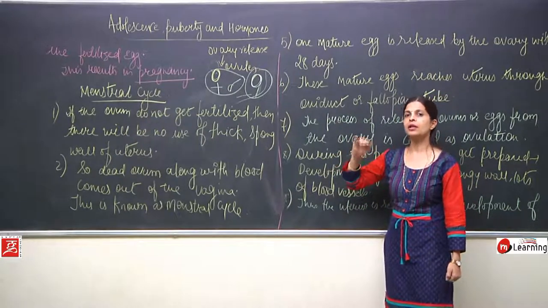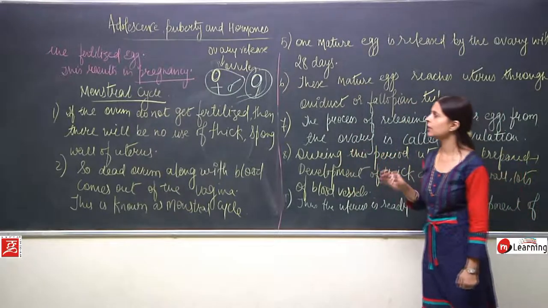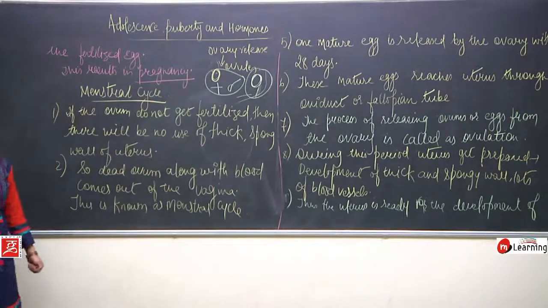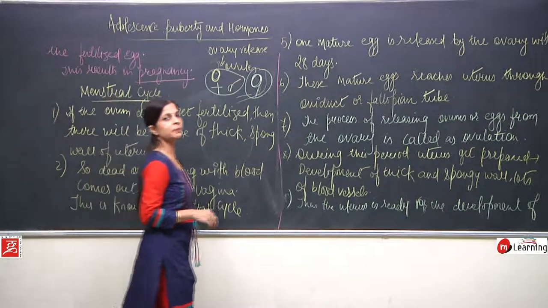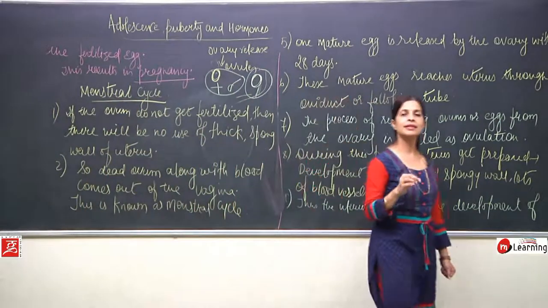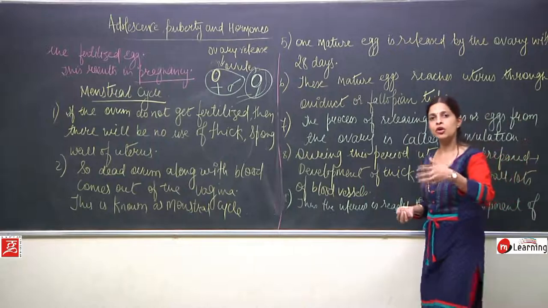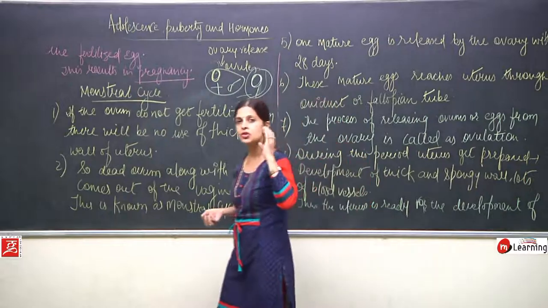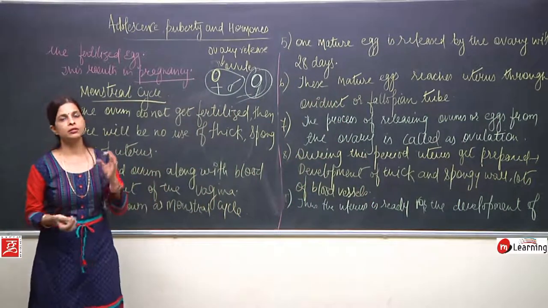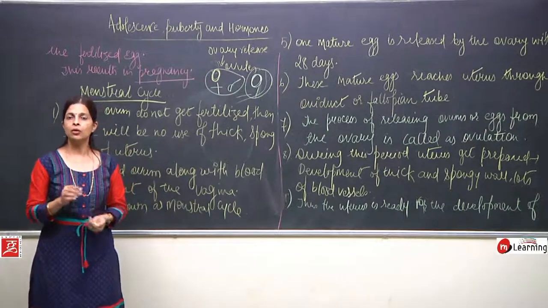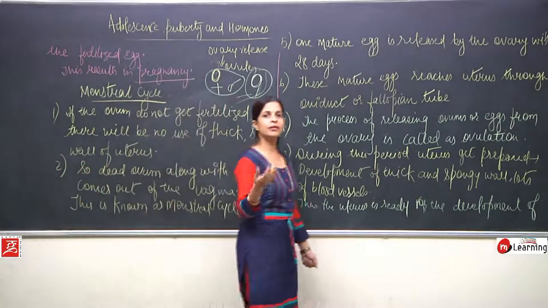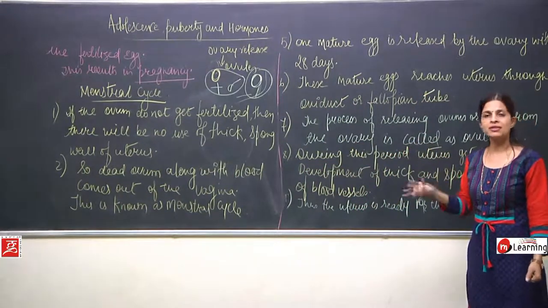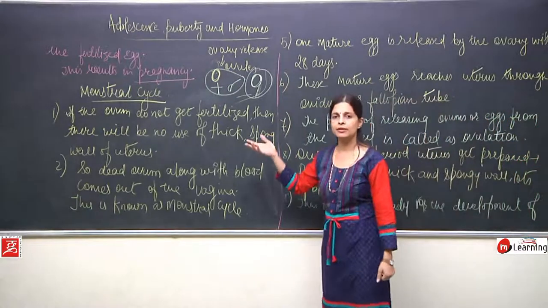Okay, now just now I told this starts from the age of puberty. It starts from the age of 12, 13, 14 depending upon the female, and when it comes for the first time, it is known as menarche. Now, a stage will come when the maturation of egg will stop. That means the ovary of the female will stop releasing mature eggs, mature ovums. So the menstrual cycle will also not be there, isn't it?